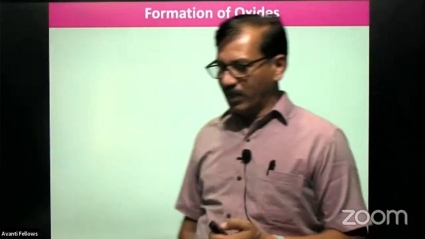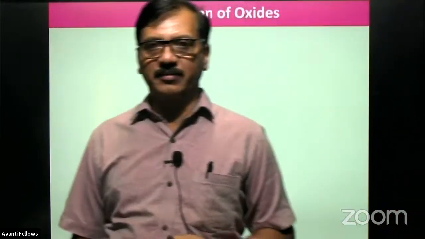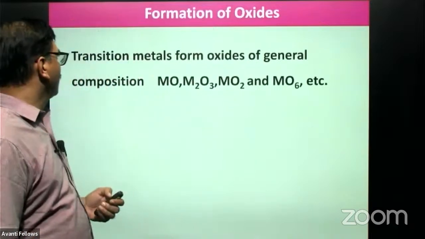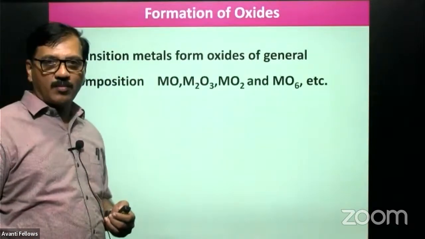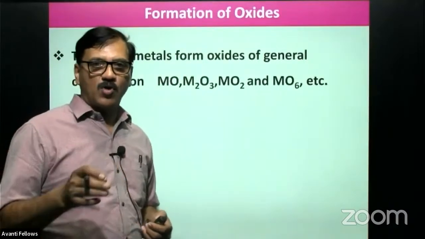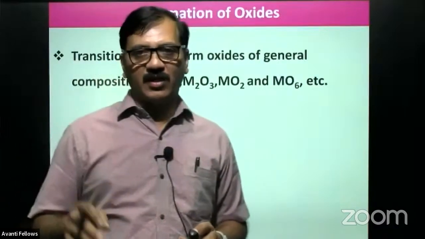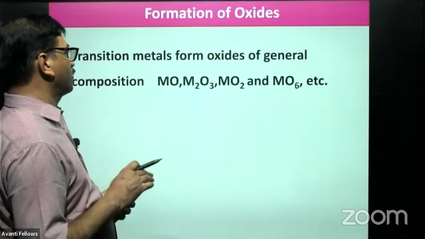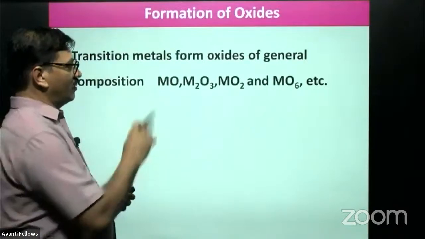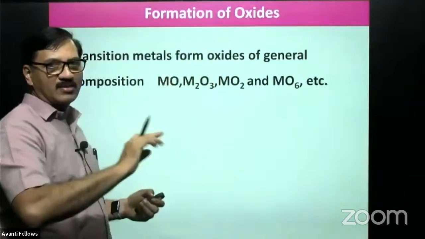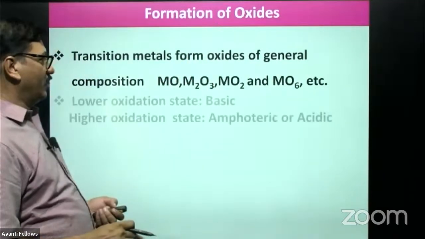Formation of oxides. Now coming to the chemical property. Transition metals form oxides, and metallic oxides are normally basic in nature, right? Sodium oxide is basic in nature. When put in water, it becomes sodium hydroxide. You know that. Transition metals form oxides with general composition MO, M2O3, MO2 or MO6. This is the general way they are present.